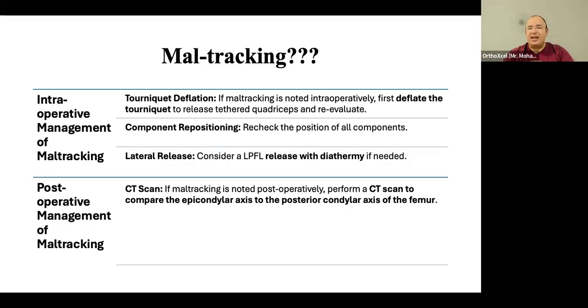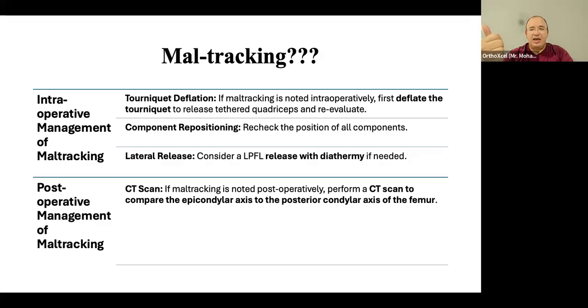Normally, we release the lateral patellofemoral ligament without maltracking because it doesn't do any job at that moment. So we remove the lateral patellofemoral ligament. If this is not enough, we can even do more lateral release of the patella to be sure that the medial structures are more robust and stronger. So there is no lateral maltracking.